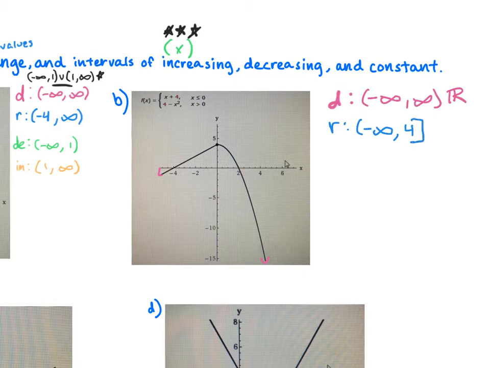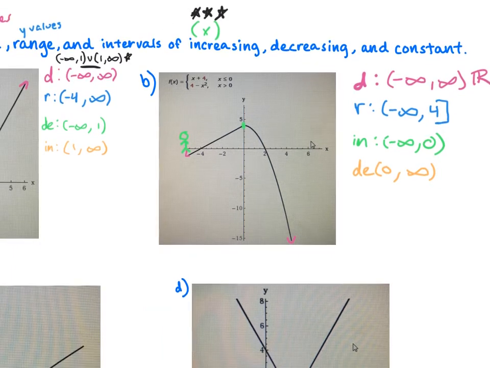Next, we are looking at increasing. If our little person starts here, they're walking uphill. So we increase until we get to this point, and we're looking at the x values for increasing and decreasing. So from x is negative infinity to 0 is when we're increasing, and then we go to decreasing at 0 to infinity. And then we are not constant on our graph, so we can skip that one.